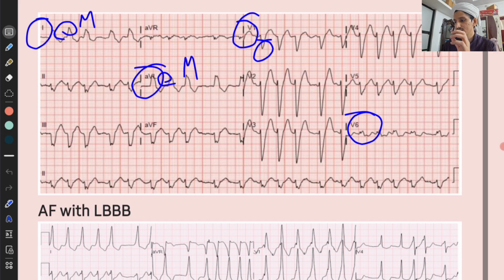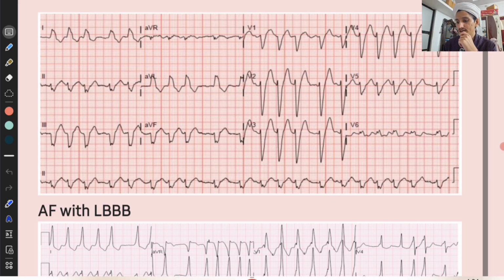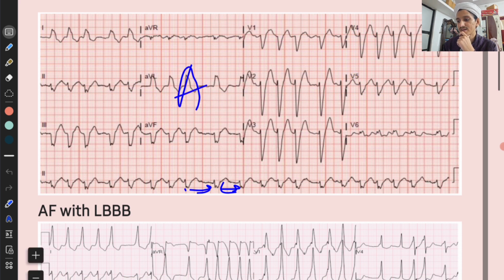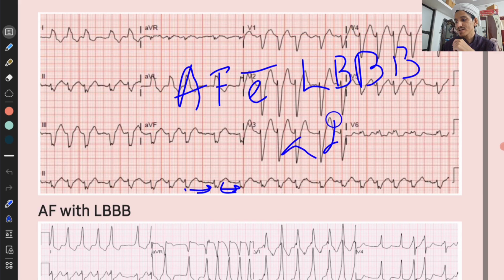You will not always see it typically like this, it can be like this also. Monophasic, a monophasic broad S wave we are seeing here. And in 1, AVL and V6 you are seeing M pattern, a biphasic QRS complex. And the QRS complex is irregular. That means it is atrial fibrillation with LBBB, and this will respond to adenosine.